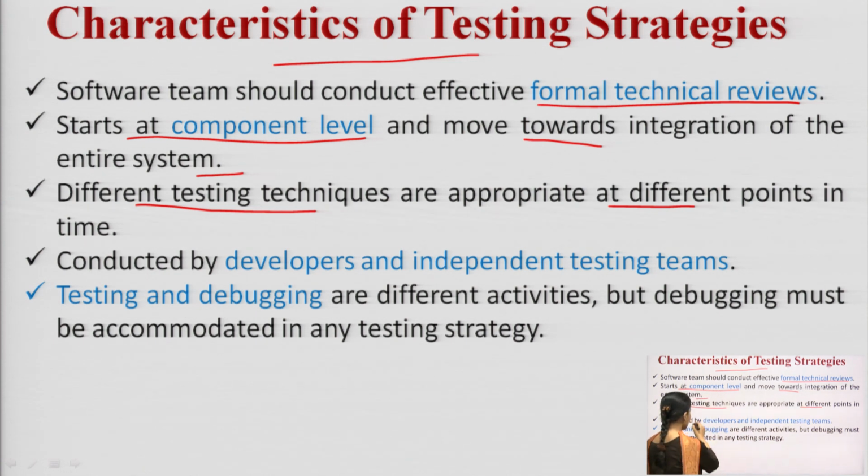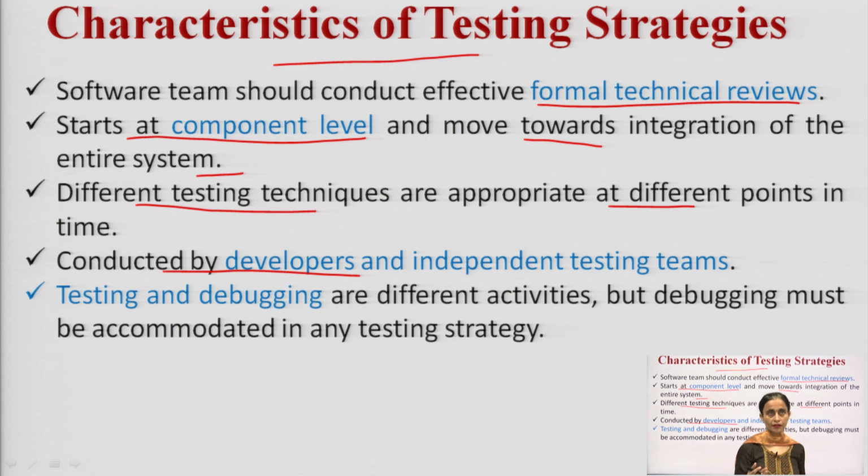Some testing will be conducted by developers, such as unit testing. It will be done by the developers who are writing the code; they will be doing the testing. Some testing will be done independently by the testing teams. Acceptance testing involves both the development team and the user to whom we are going to deliver the product. That is, some testing involves the development team and some involves independent testing teams.